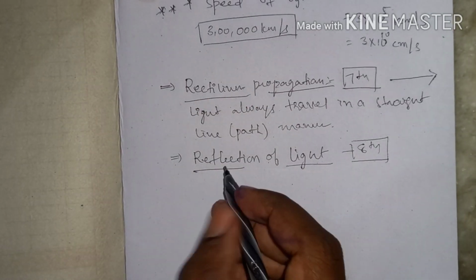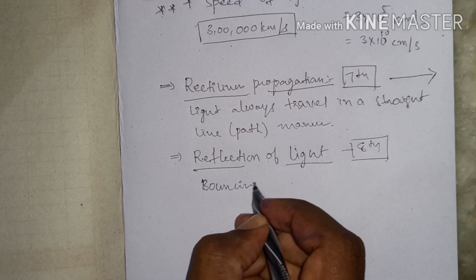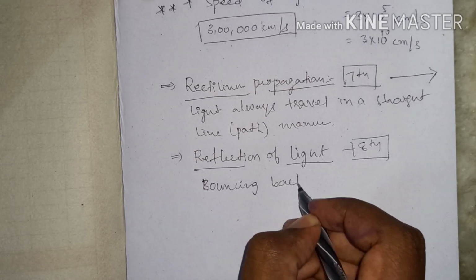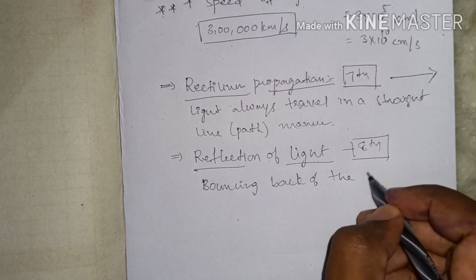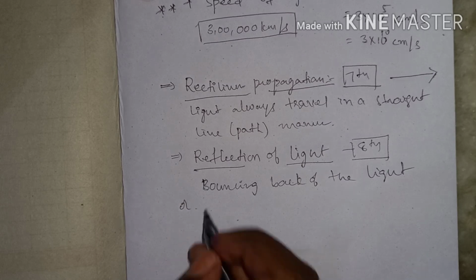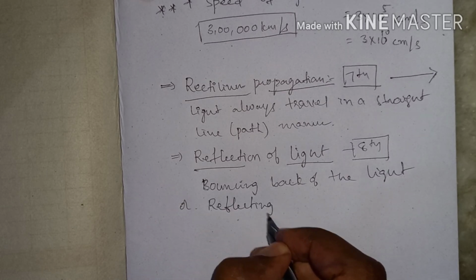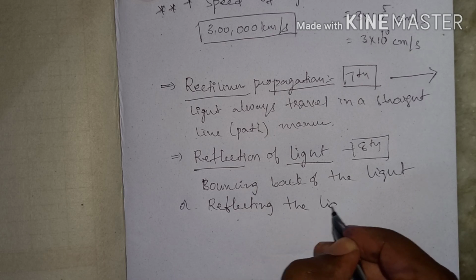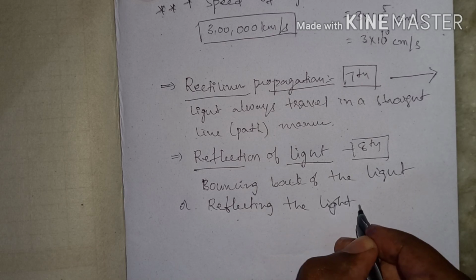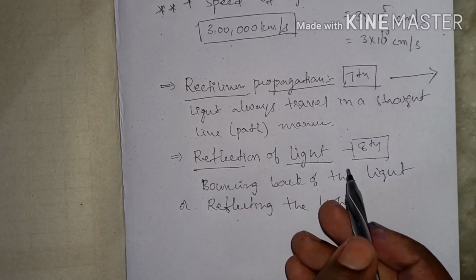What is reflection of light? Bouncing back of light, or reflecting the light. This reflection of light we can observe in many areas in our daily life.